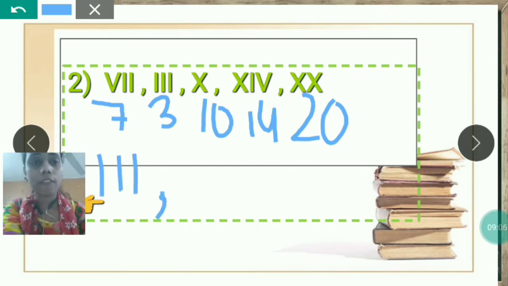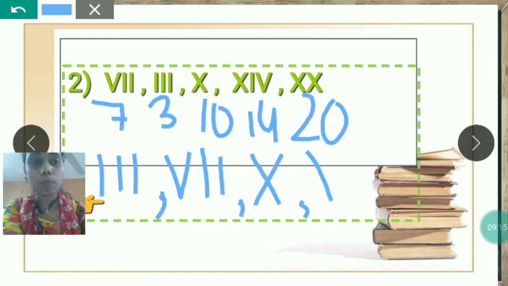I will put comma. After that, 7 is the smallest. So I will write 7. After 7, 10 is the smallest. So 10 I will write. After 10, student, 14 is the smallest. So I will write 14. And after that, which one is smallest? That is 20. So I will write here 20.